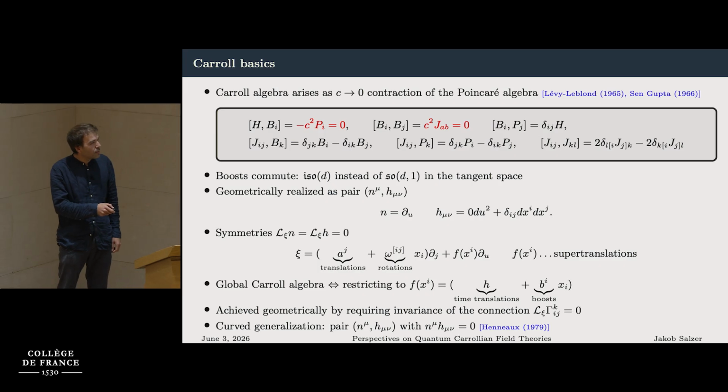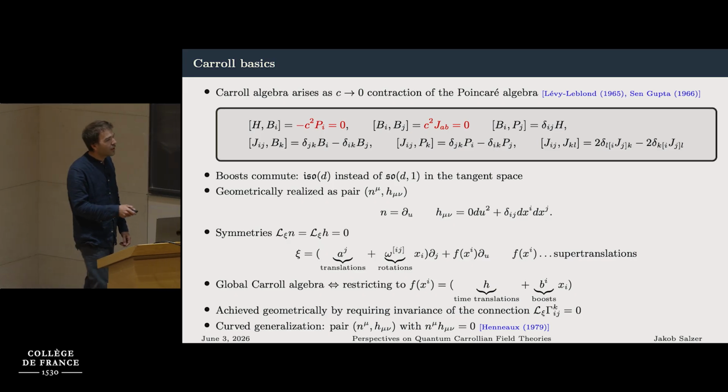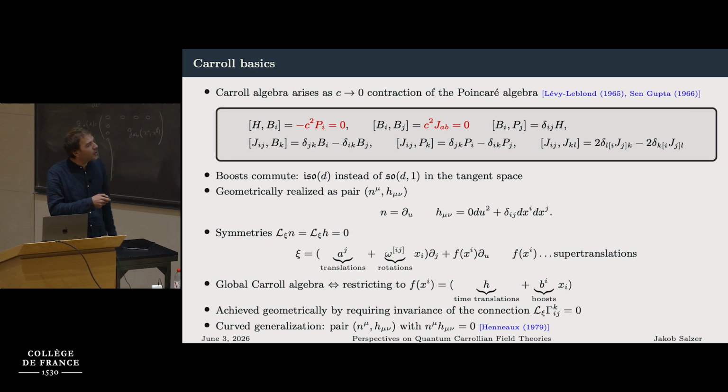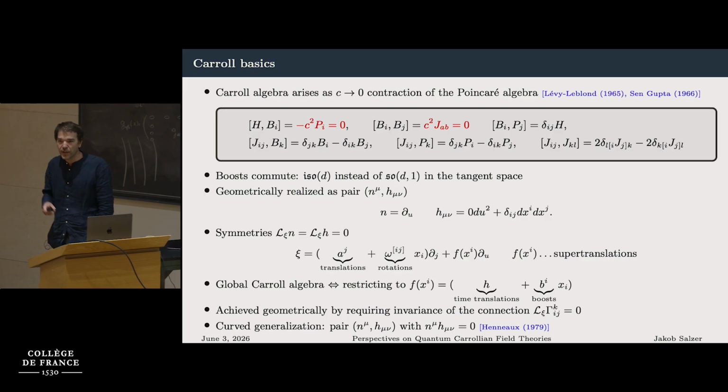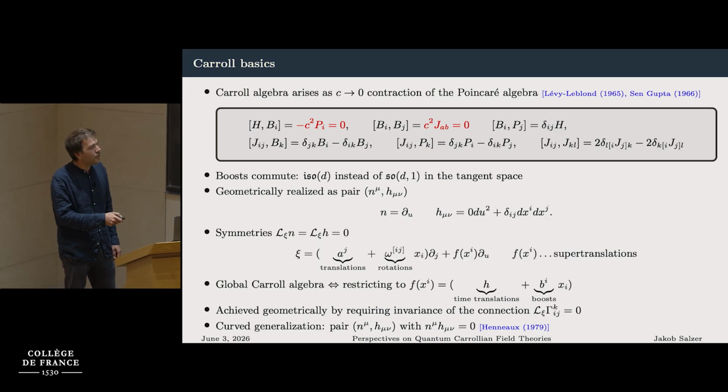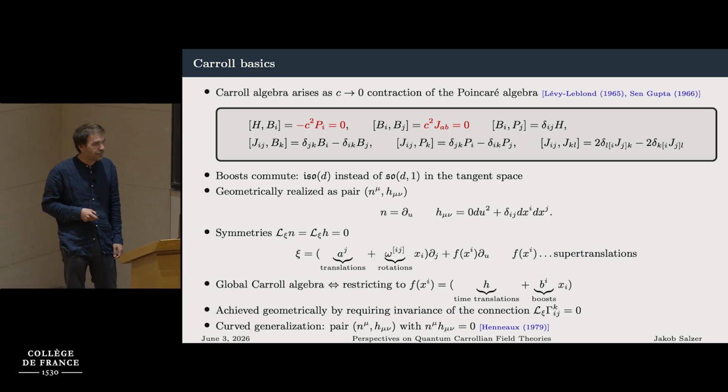Maybe this will be mentioned next time, but you can also, if you require not keeping only these two tensors fixed, but in addition keeping the connection fixed, this actually produces this cutting down of the infinite dimensional group to the finite dimensional group.